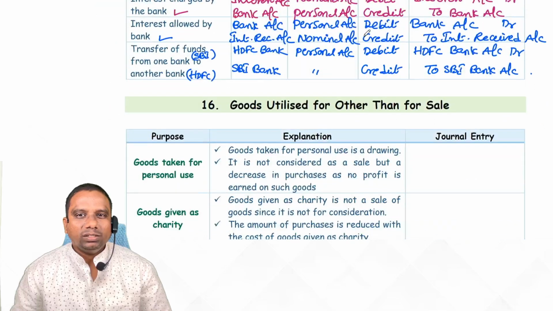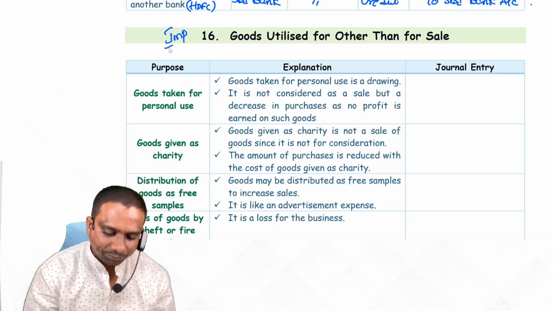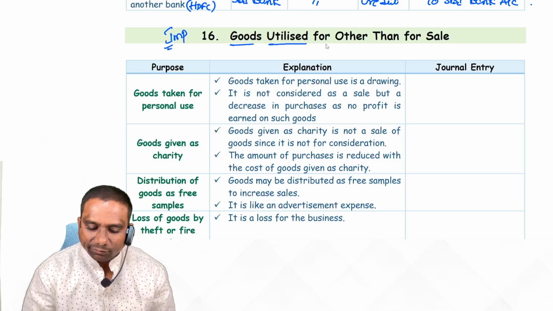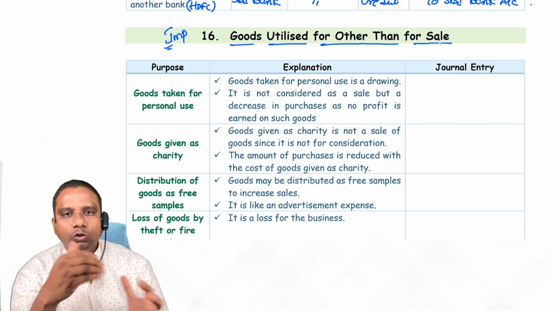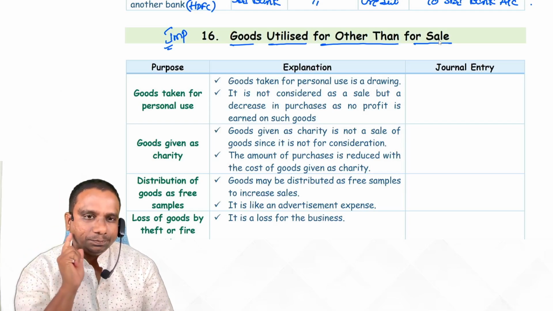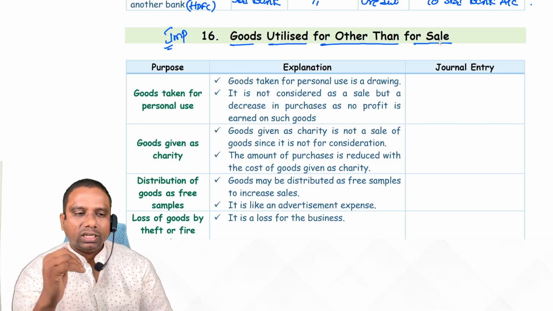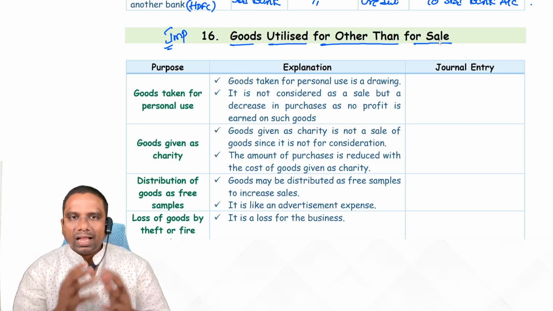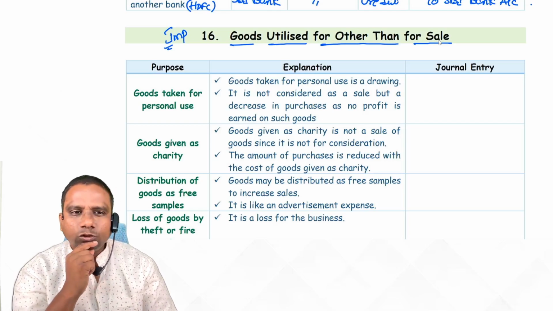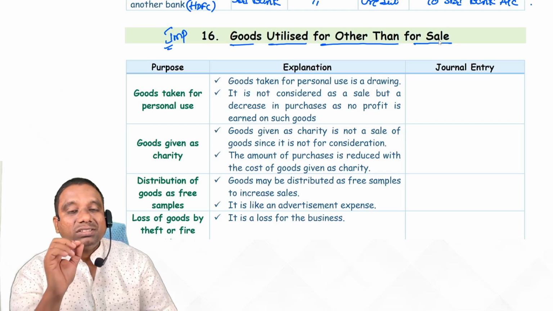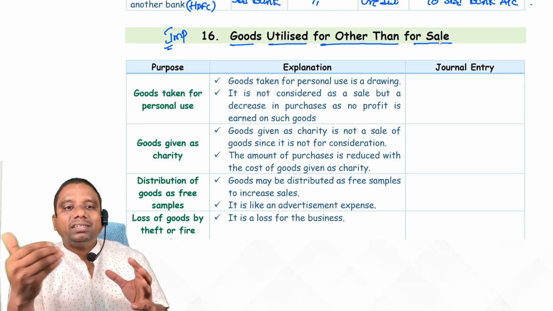Next, come to another important area of the concept of journal, that is goods utilized for other than sale. Generally, a business will purchase goods for sale purpose. Yes or no, students? Suppose I am doing a furniture business and I have purchased furniture goods. For what purpose do we generally purchase goods? For sale purpose. Sometimes what happens is the goods are used for other than sale.